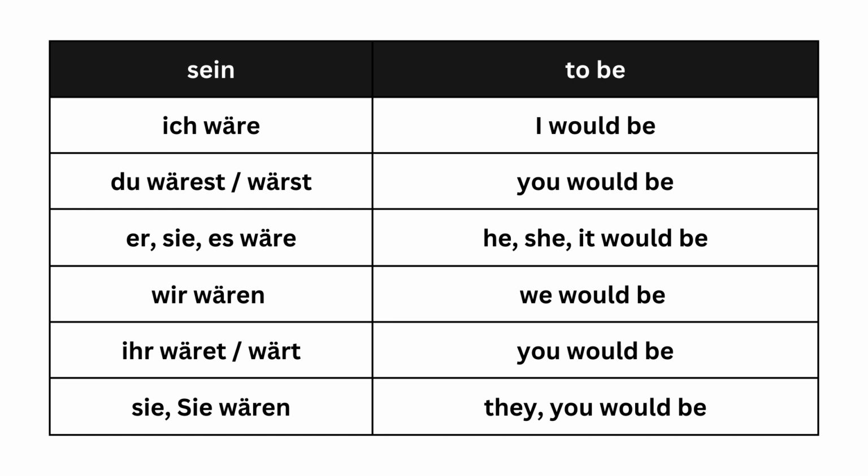Ich wäre. Du wärst. Du wärest. Er, sie, es wäre. Wir wären. Ihr wärt. Ihr wäret. Sie wären.